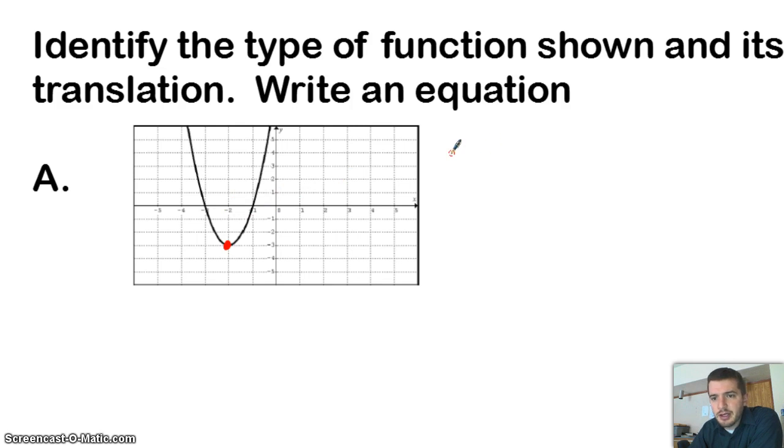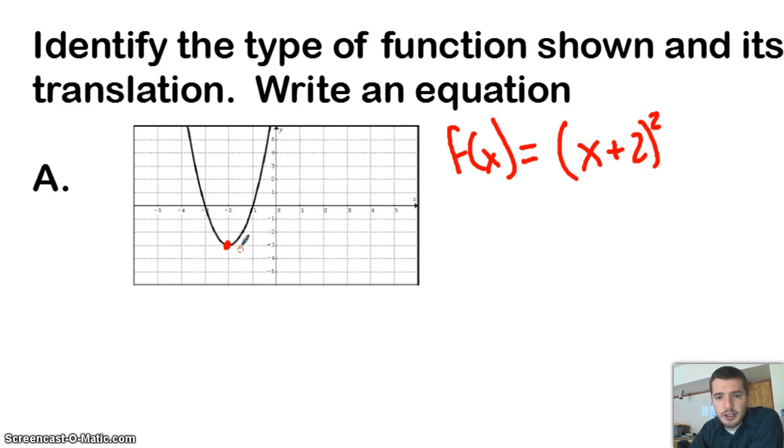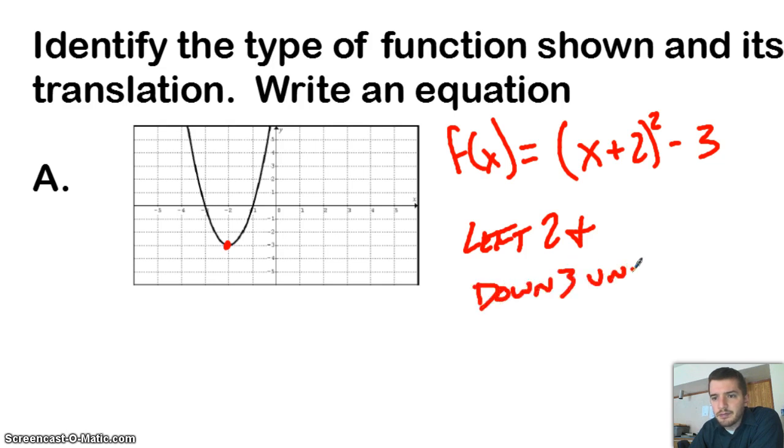Okay, so the inside, again, it would be just like f of x equals. Inside, it'll be x. Again, we're going left, so it's going to be plus 2 units squared, because it's a parabola, it's quadratic. And then we're going down 3, so on the outside it'll be -3. And you can just say left 2 and down 3 units. Alright, let's go to reflections.